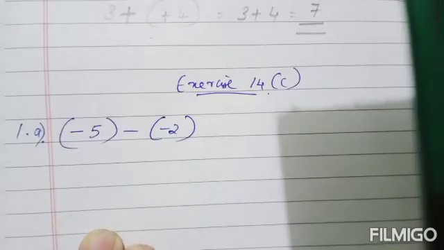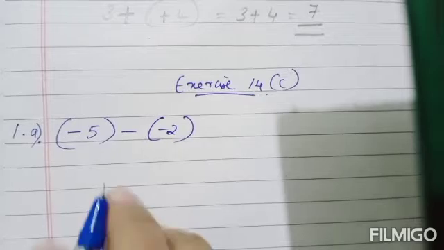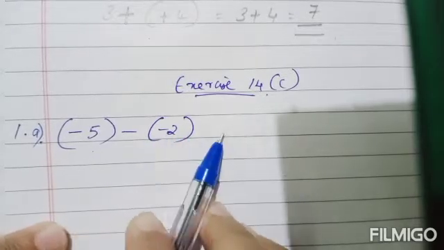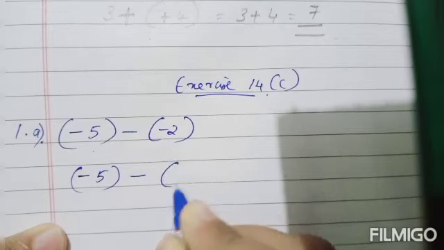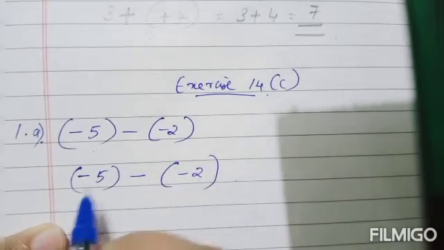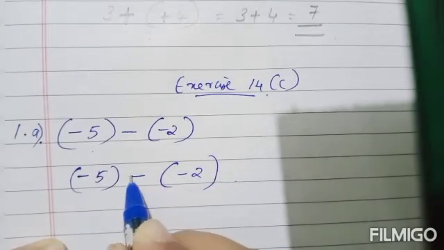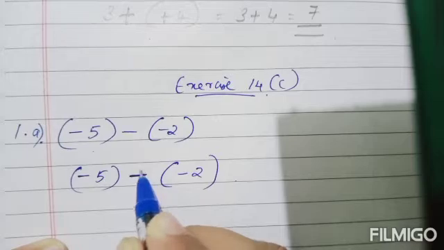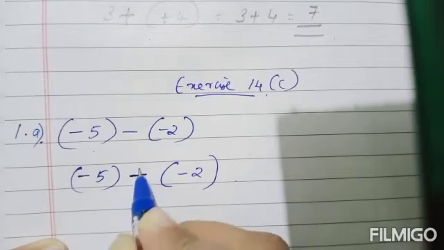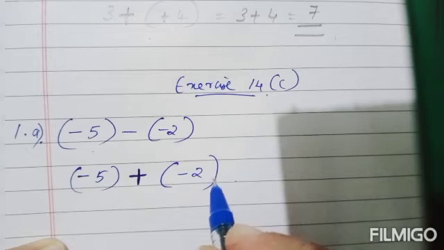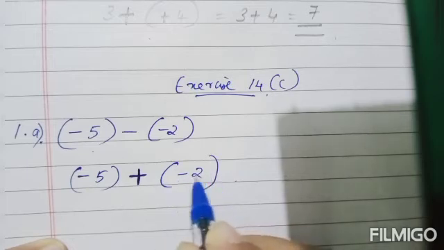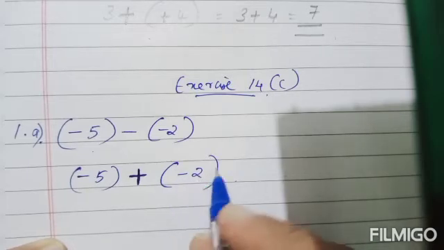Okay. Now exercise 14C. First question, subtract the following. In that A, minus 5 minus 2. So minus 5 minus 2. In order to subtract, what to do? Change this minus sign to plus sign. Next, change the sign of the number to be subtracted. Okay, so minus 2. This is the number to be subtracted.